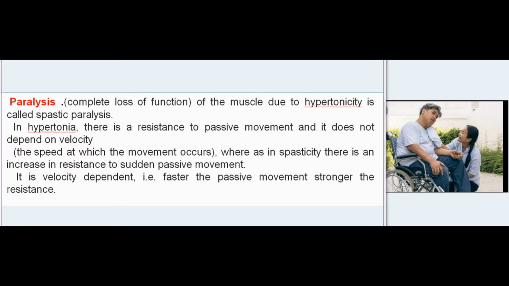In hypertonia, there is a resistance to passive movement and it does not depend on velocity, the speed at which the movement occurs, whereas in spasticity there is an increase in resistance to sudden passive movement. It is velocity dependent, i.e., faster the passive movement, stronger the resistance.